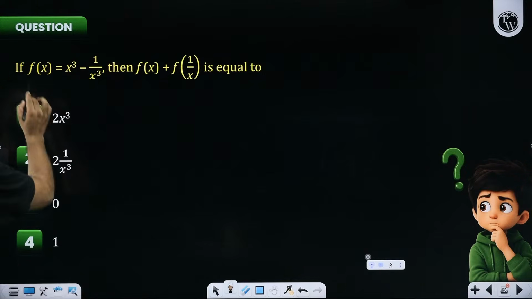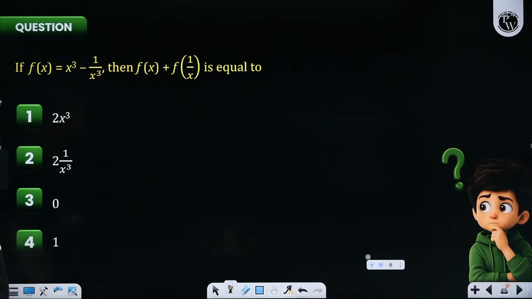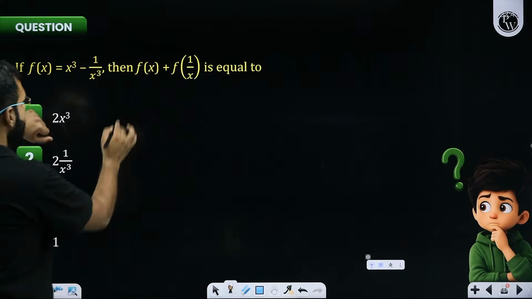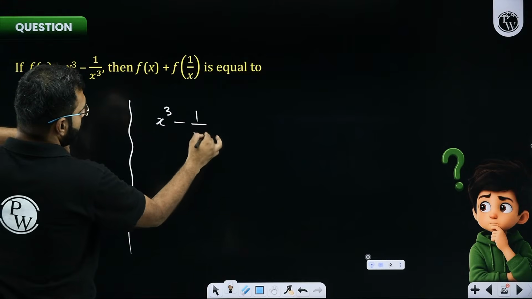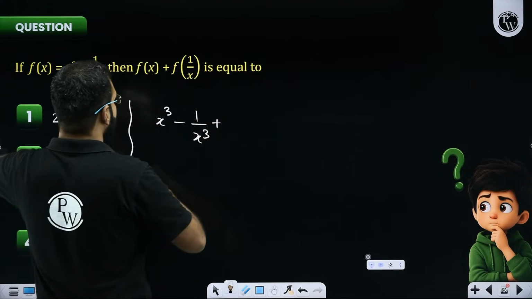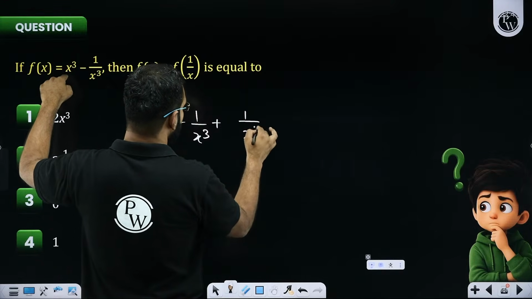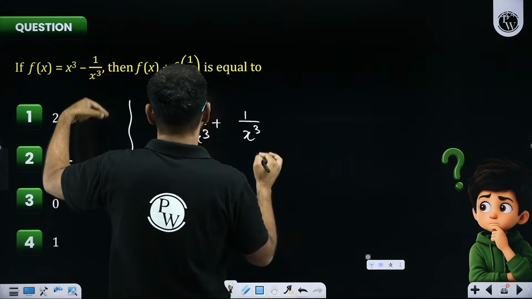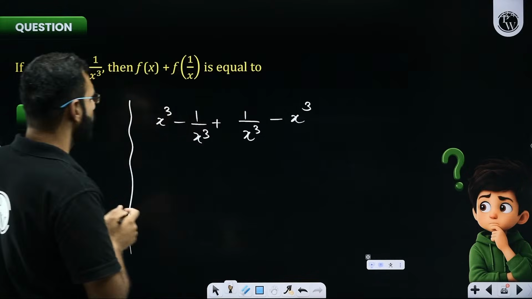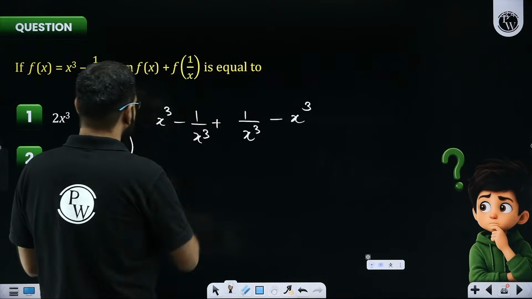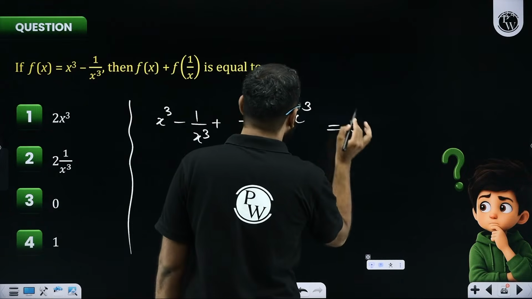So it says f(x) is given by this. Then they are asking you f(x) plus f(1/x). So what is f(x)? Sir, f(x) is x cube minus 1 by x cube. Then what is f(1/x)? Sir, if x is substituted by 1/x, it is 1 by x cube minus x cube. Everybody got it? I need not tell you, sir, x cube, 1 by x cube, everything gets cancelled and we get 0 as the answer.